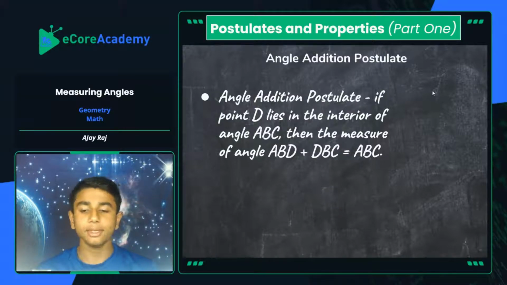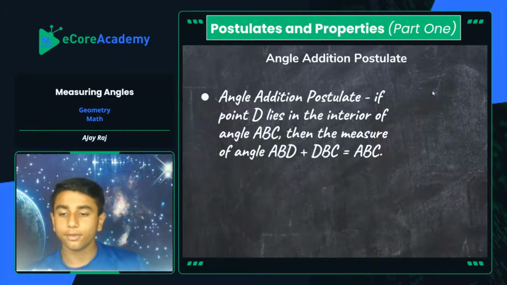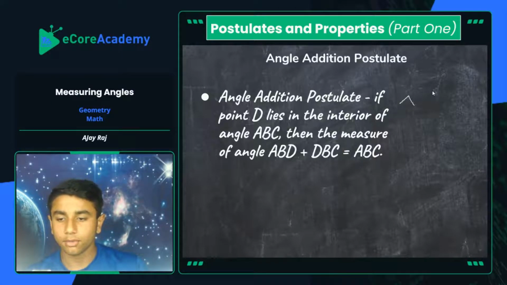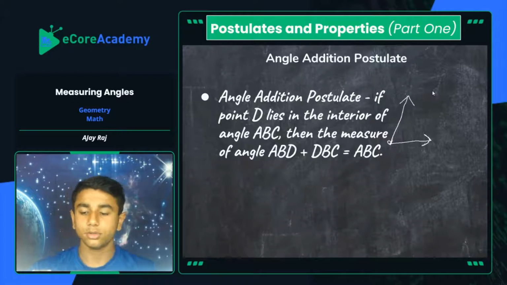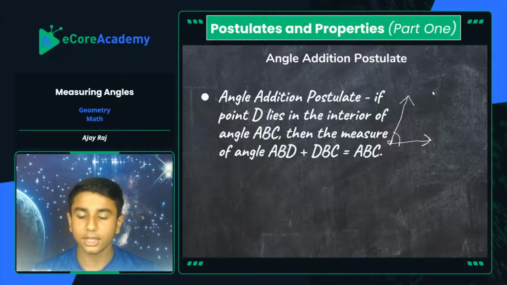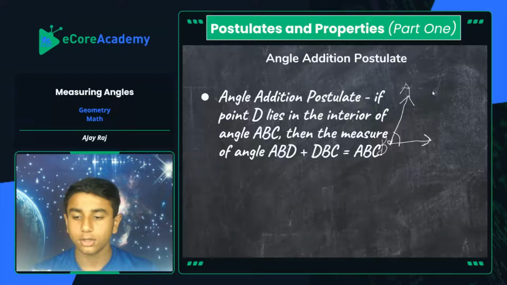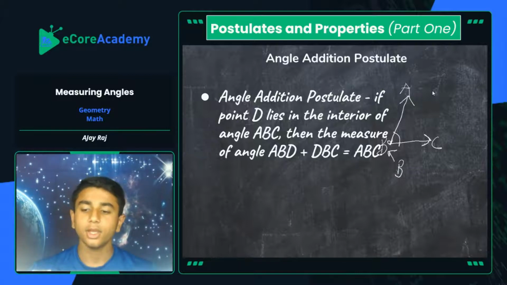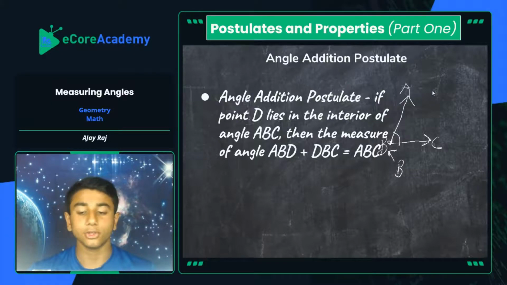So the angle addition postulate states that if point D lies in the interior of angle ABC, then the measure of angle ABD plus DBC equals ABC. I'm going to write that out for you so you guys don't get confused, but it's actually a very, very simple concept. If I draw another ray group, you can tell that if point D lies on the interior of angle ABC, so we know that this angle is ABC. If you guys don't see that, if it's hidden by the text, sorry about that. So it's angle ABC, meaning it's also known as angle B.